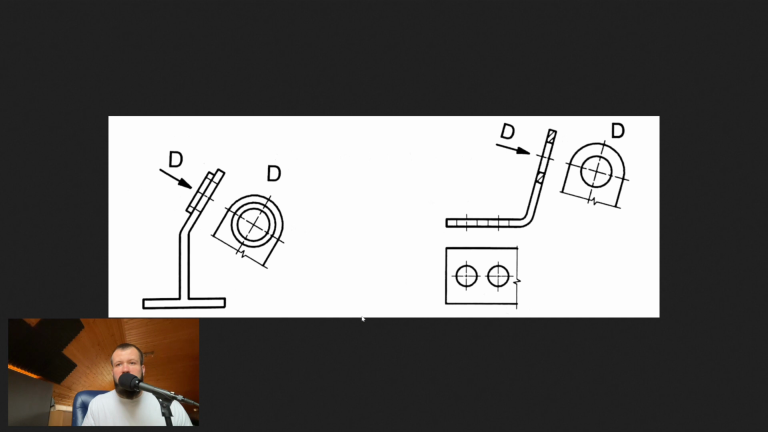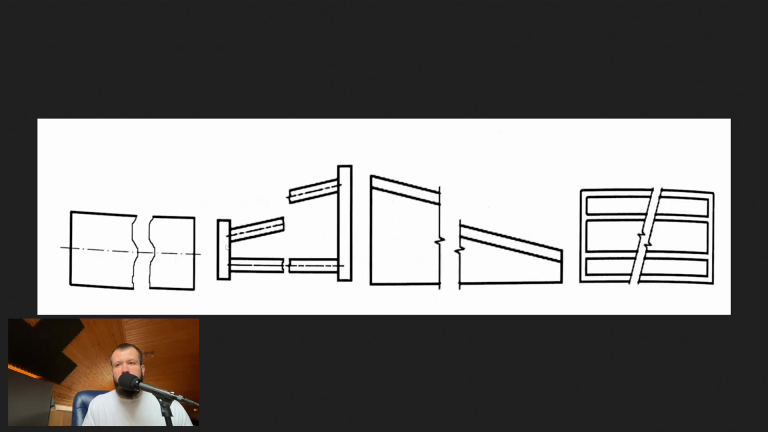The next type is a broken view display. This is often used when displaying long objects that wouldn't fit on the drawing at the scale we need, and this way we can display the part using an interrupted view. It might look something like this. We cut the long part in the middle so that it fits on the drawing.